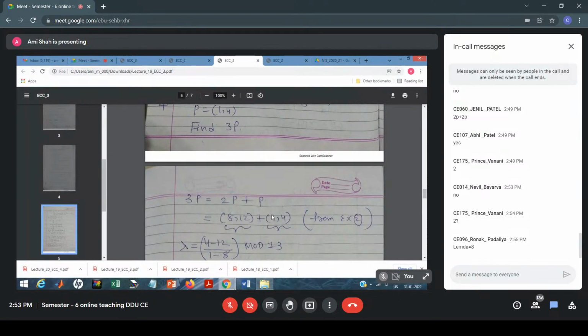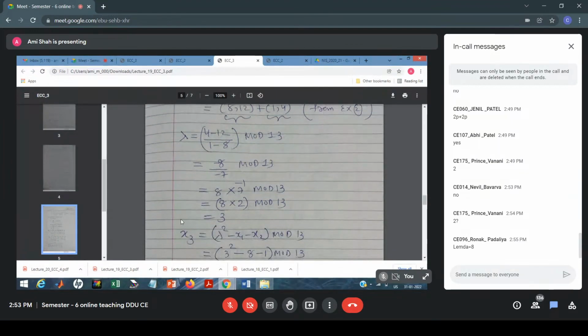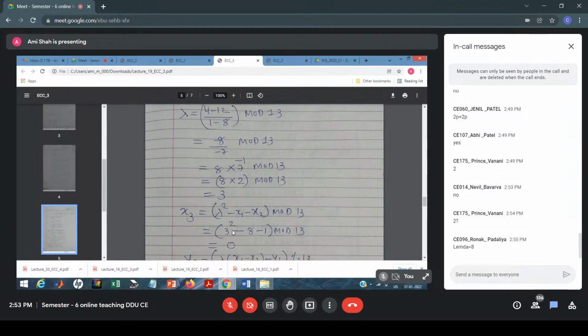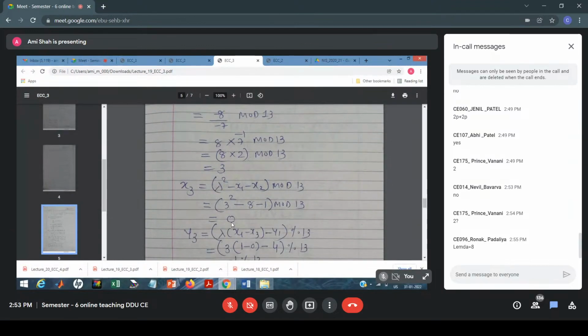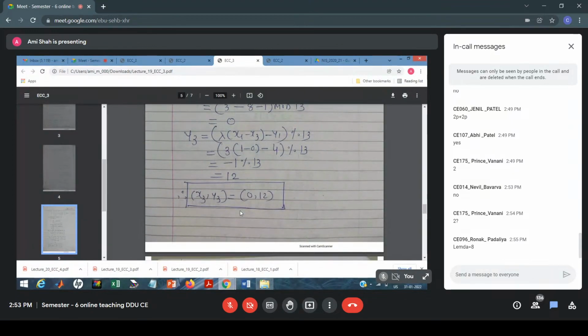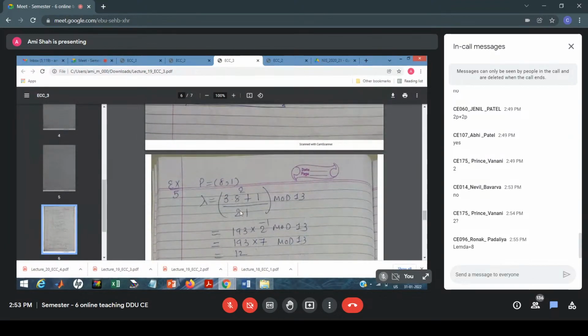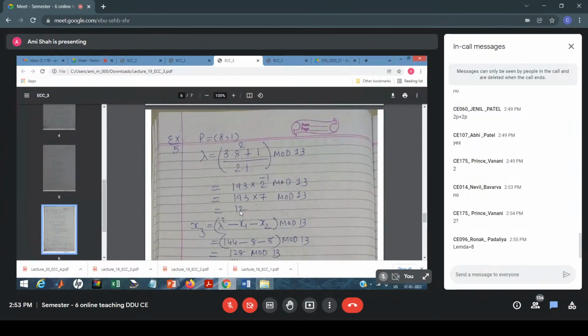All of you know that here P and Q are different, so case number 1 is applied. And when case number 1 is applied, how do you calculate lambda? Lambda is calculated by using (y2 minus y1) divided by (x2 minus x1). Based on that you calculate. Lambda you get is 3, x3 by using this formula you get 0, and y3 I am getting 12. So the value of 3P is (0,12). Okay, now the next example is given to you.